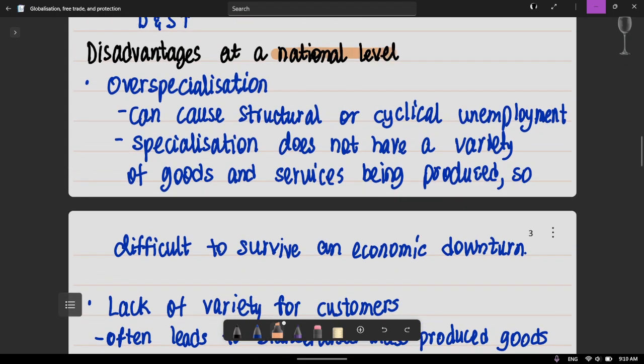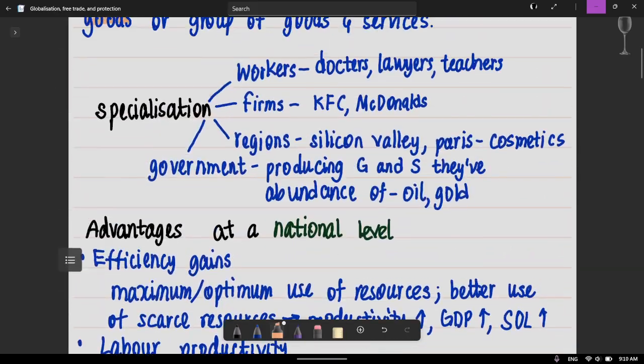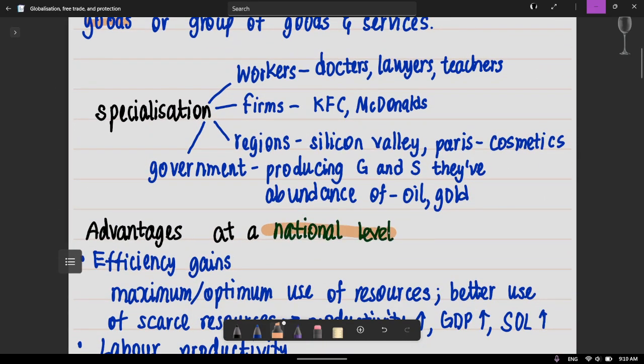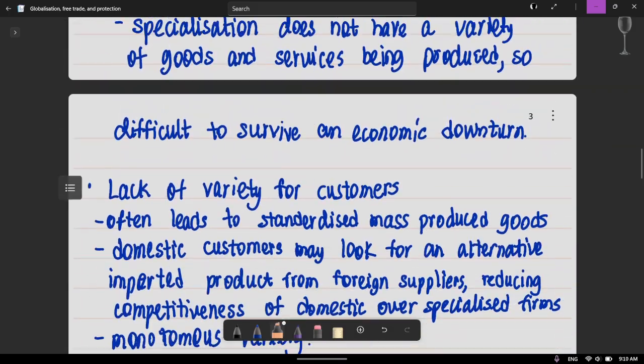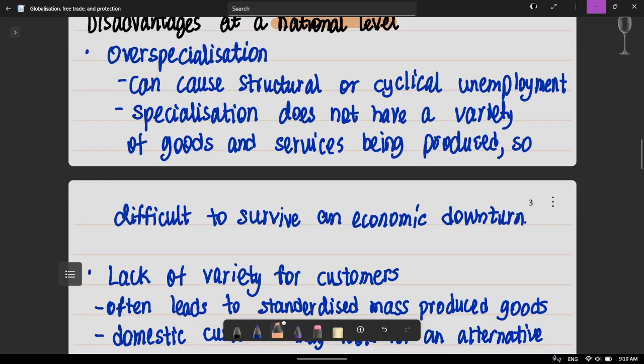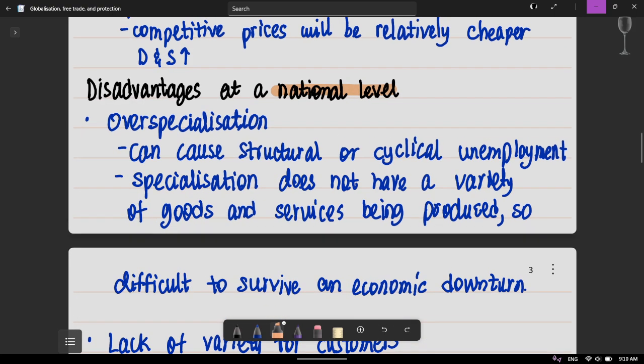Then disadvantages at the national level. Now you can see that I've mentioned national level here and here as well, because the international level ones we'll talk about in the next chapter, not over here. So over here, something like lack of variety for customers. We are looking at it in terms of a national level problem, right?